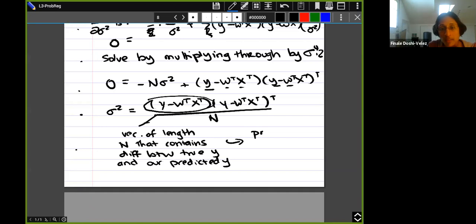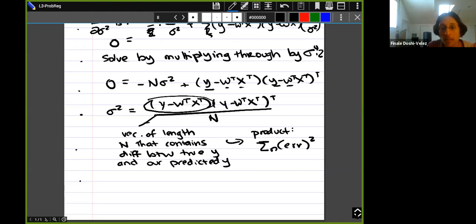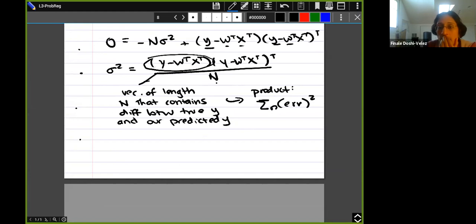So the product that we're taking is just giving us the sum over n, for each element in the vector, of this error squared, right? This expression over here is the same as the residual squared. And then we are dividing by n to normalize that sum. So we are ending up with sigma squared. I should have written here, sigma squared MLE.